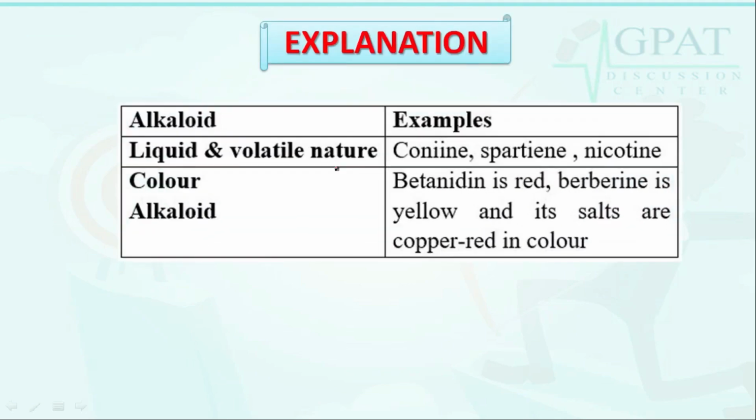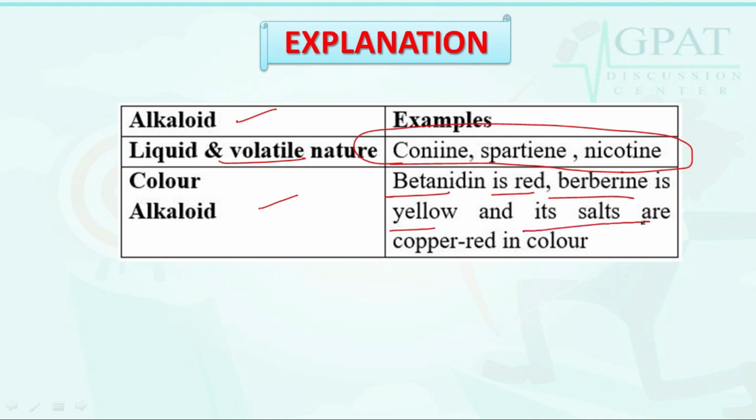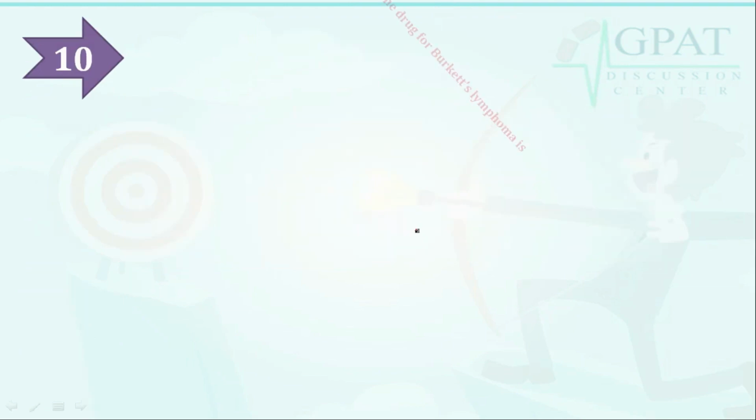So let's discuss with the help of explanation that alkaloids liquid and volatile in nature are conine, aspartame and nicotine, whereas colored alkaloids are betadine, which is red, berberine, which is yellow, and its salts are copper red in color. So let's move on to the next question.